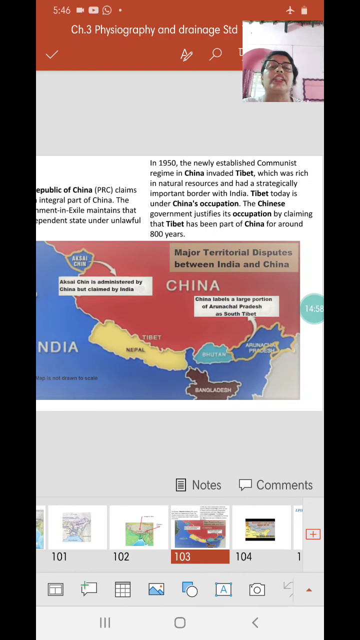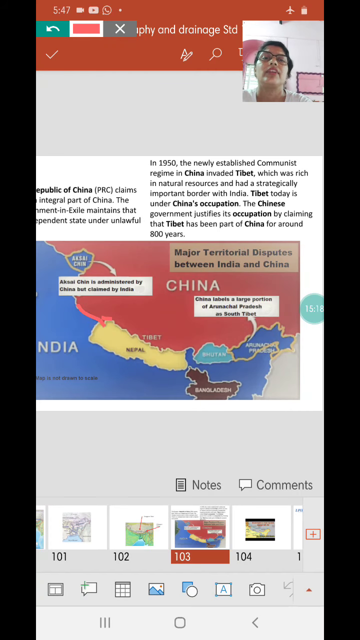In 1950, the newly established communist regime of China invaded Tibet, which was rich in natural resources and has strategically important borders with India. Tibet had a good relationship with India. You can see the border of Tibet with India, this is with Nepal, again with Sikkim. So Tibet and India had good relationships earlier. Now Tibet today is under China's occupation. The Chinese government justifies its occupation by claiming that Tibet has been part of China for around 800 years. So that is the claim of China.